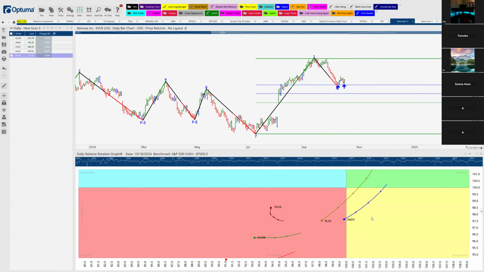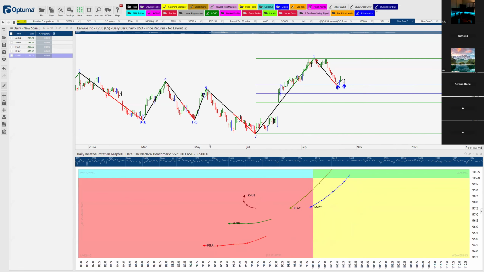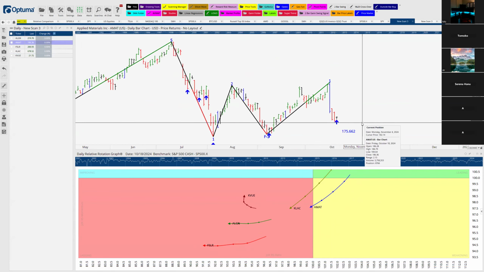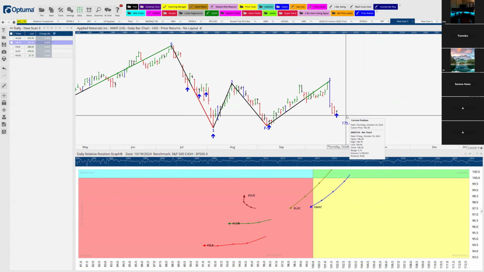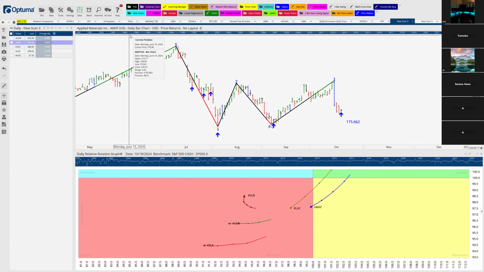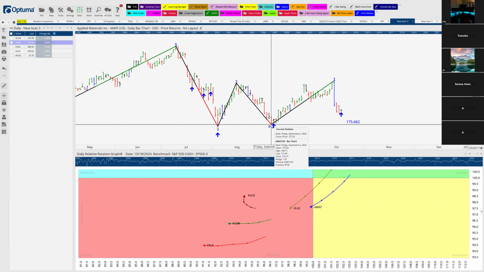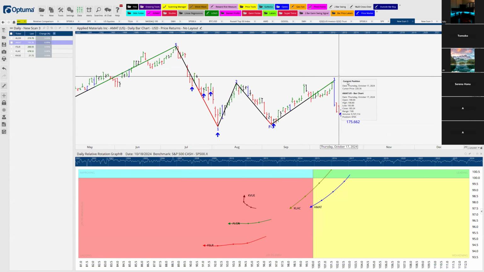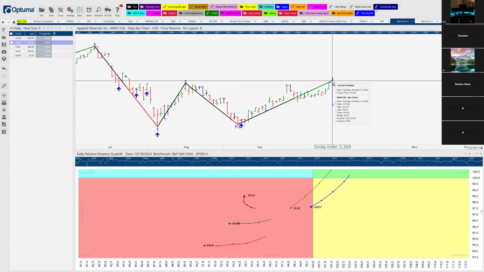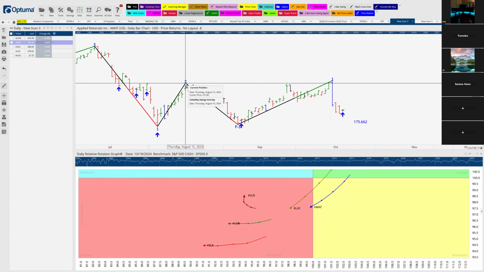Ooh, this has to hold. That's a 1-2 swing on AMAT. Oh, buddy, you gotta hold this 173.66. You're gonna be in trouble because it made a new high. That's why.